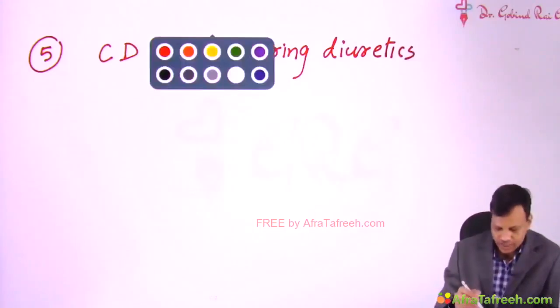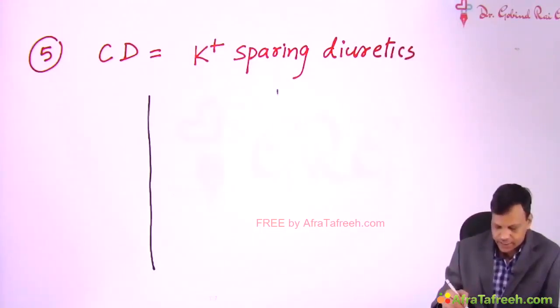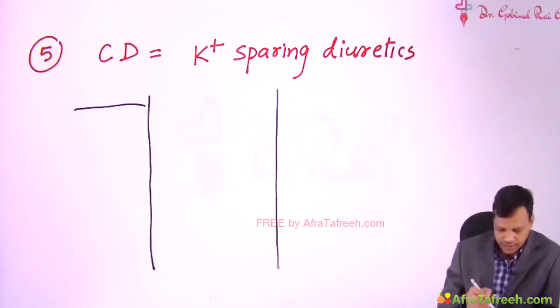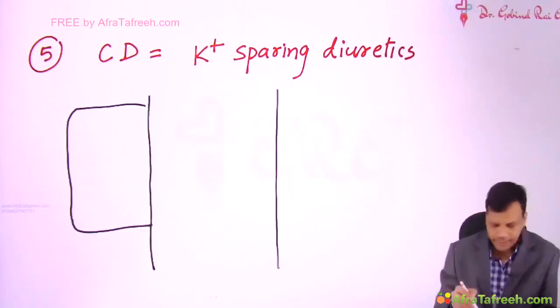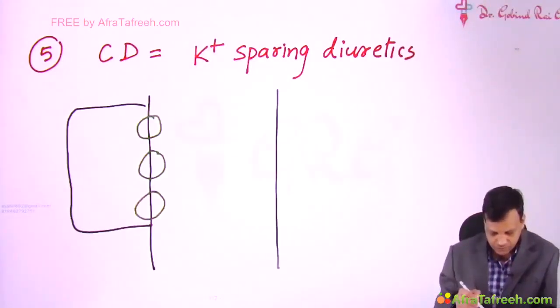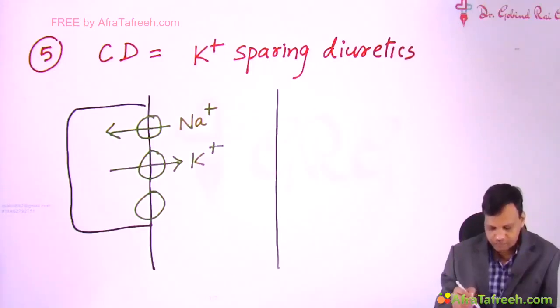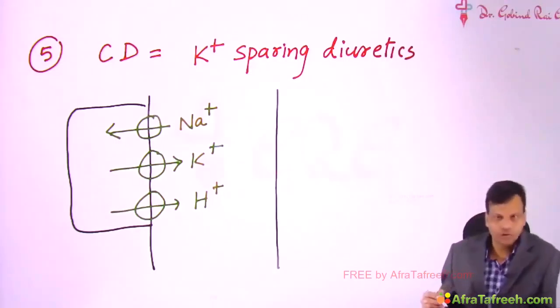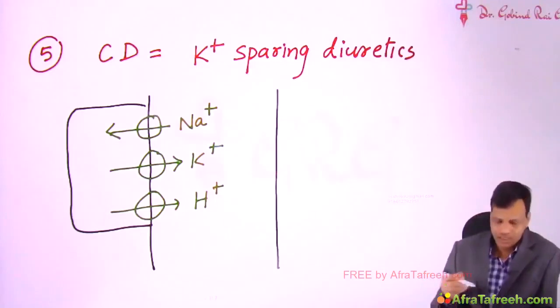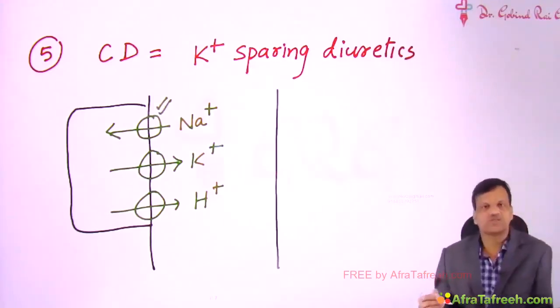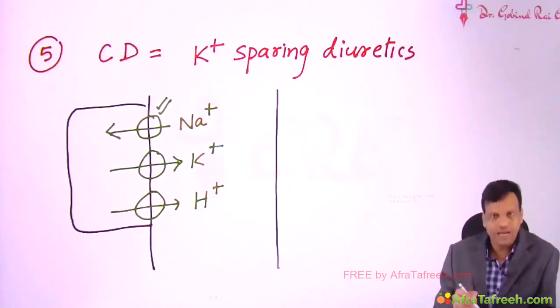What happens in the collecting duct? This is a collecting duct, this is a cell of the collecting duct. In the collecting duct, there are 3 separate transporters. One helps in absorption of sodium, second helps in excretion of potassium, and third helps in excretion of hydrogen. Although we have three separate pumps, the boss of these pumps is sodium. That means sodium helps in removal of potassium and hydrogen also.